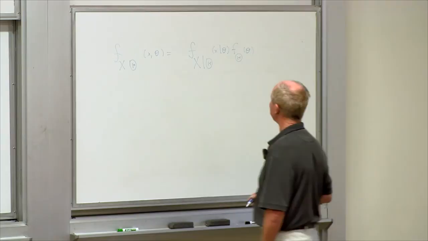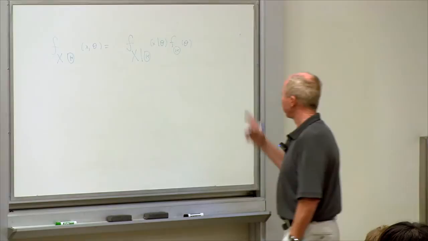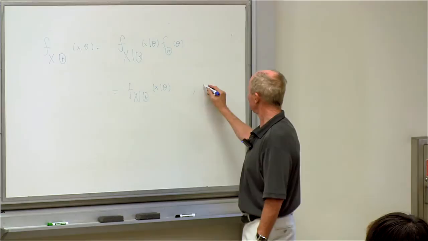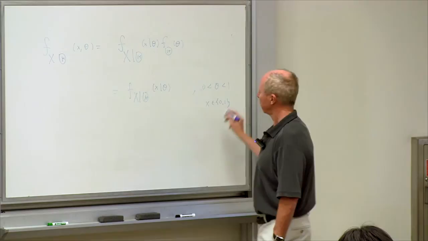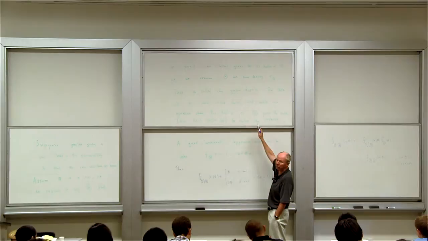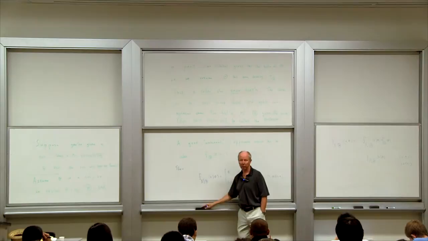Right? But this is 1, so this is just, okay. What we're interested in is this thing, the posterior, that is the distribution of our random variable that represents the probability of success given some data. Okay.